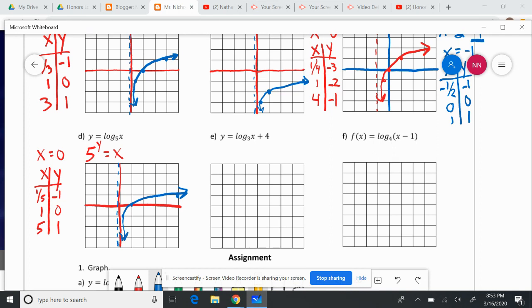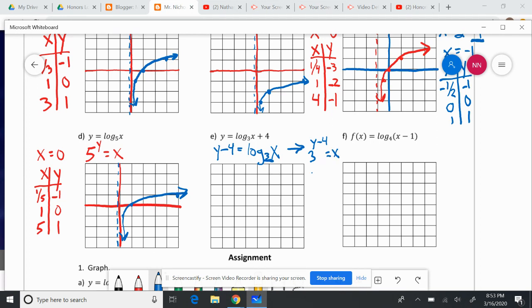Now, if we're looking at letter E, we're going to do the same thing. Remember, the first thing we're going to do is move the 4 over. So we have y minus 4 is equal to log base 3 of x. Once again, we're going to write it in exponential form. Remember, our base number is our base. So what we have is 3 to the y minus 4, and that's equal to x.